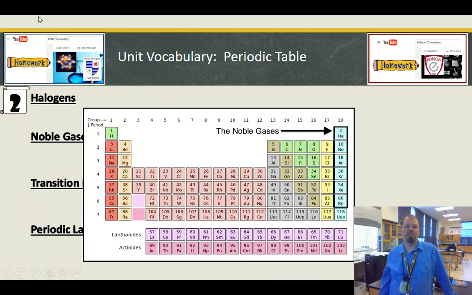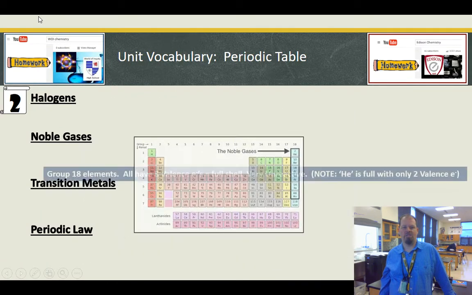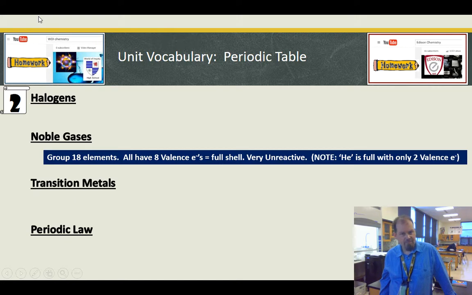Noble gases are just what they sound like. They're noble and a little bit snooty. Group 18, they have their full valence shell. So this makes them very unreactive.